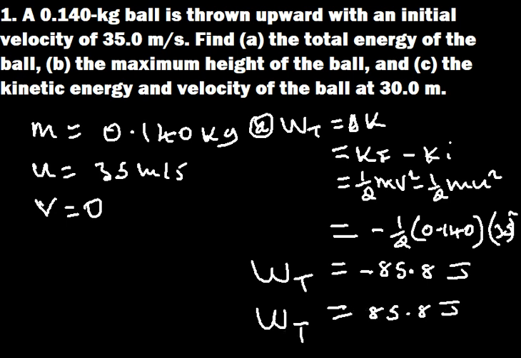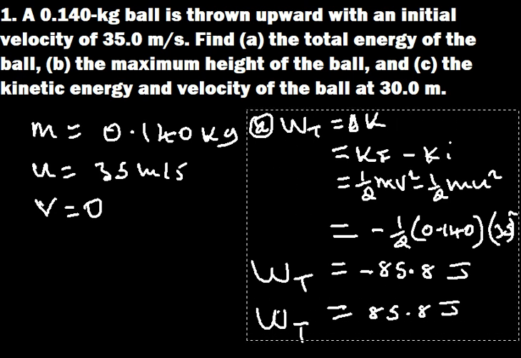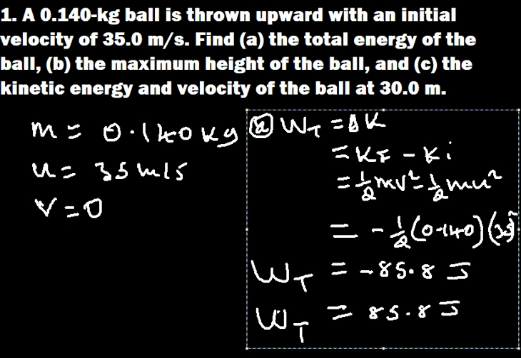So which means upon the object being thrown straight up, its initial kinetic energy has been converted to potential energy at some height. So this is what equates as the total energy associated with the object. So keep that in mind, 85.8 joules.